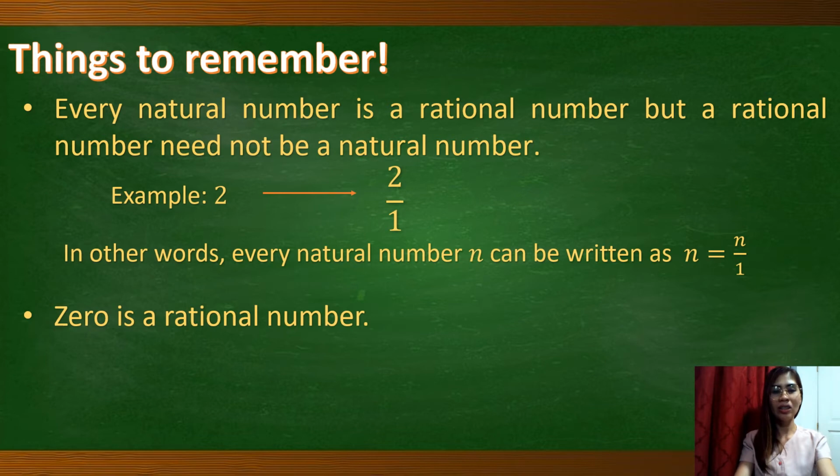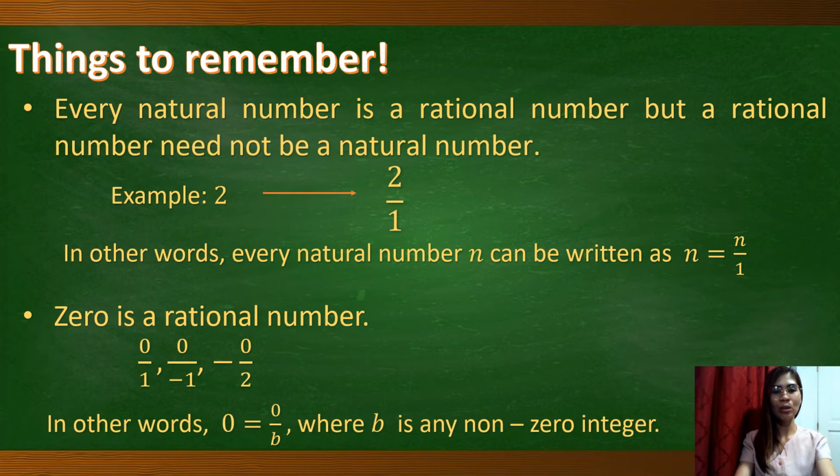Next is that 0 is a rational number. Therefore, we can express 0 as 0 over 1, 0 over negative 1, or 0 over 2. These are all examples of rational numbers. In other words, 0 is equal to 0 over b, where b is any non-zero integer.